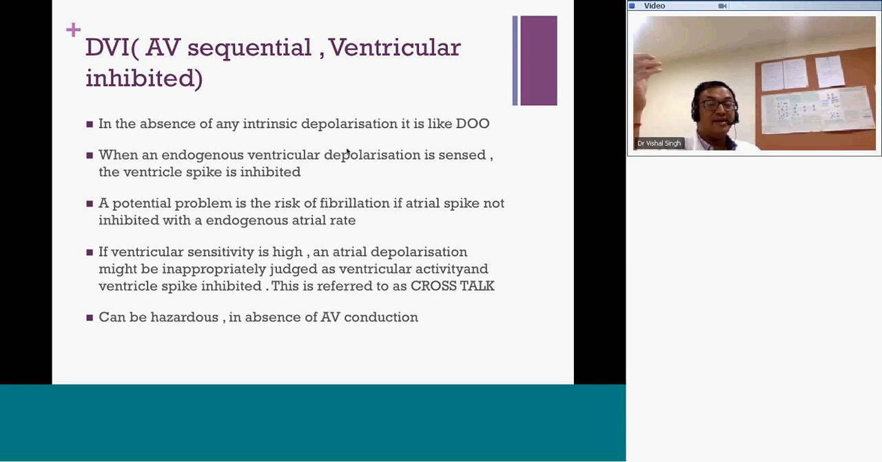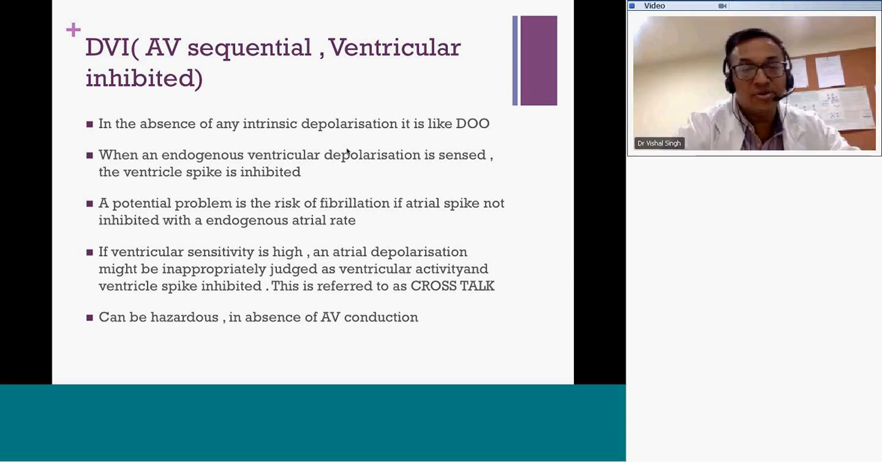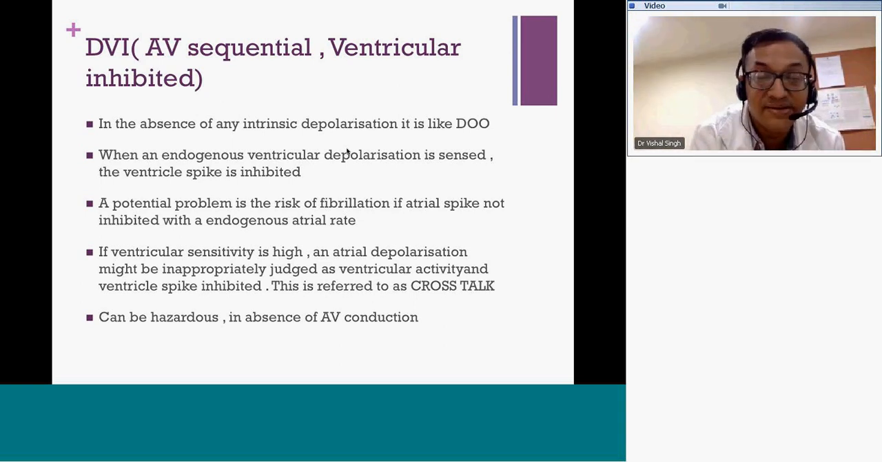So, if the ventricular sensitivity is high, this value, which is out here, is kept at a lower level. This is ventricular sensitivity high. Out here, the atrial depolarization might be interpreted as ventricular activity and the ventricular spike is inhibited. This is referred to as crosstalk, which we'll talk about later.